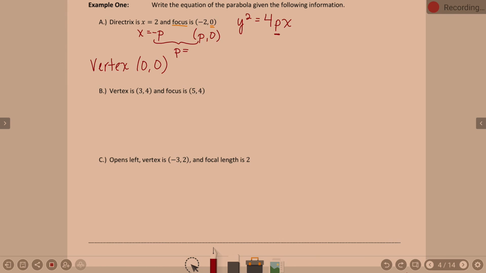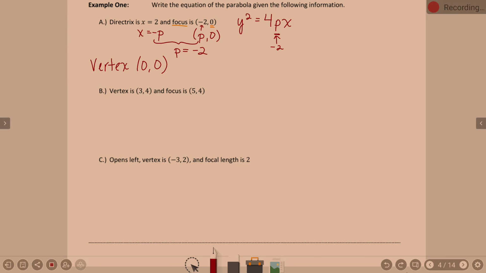Yeah. Right here, folks. Look at your focus, right? p equals negative 2. Now, if the directrix is confusing you, does that make sense, though? Think about it. x equals negative p. If p is negative 2, what's the negative of negative 2? Positive 2, yes? So right there, the p-value is negative 2.